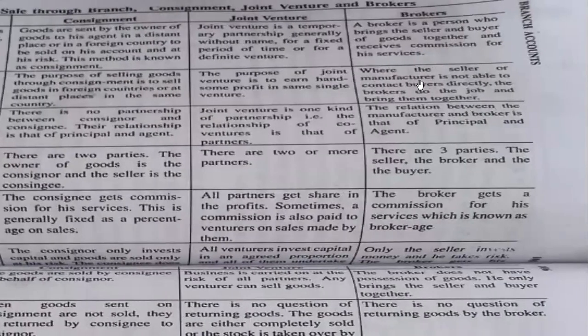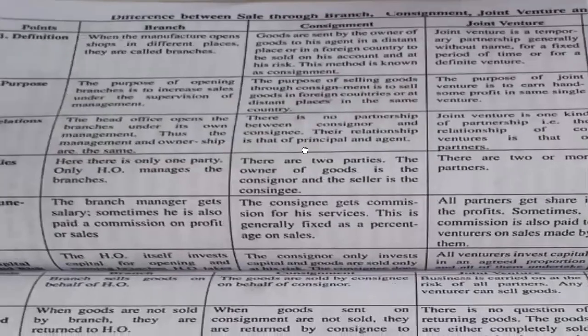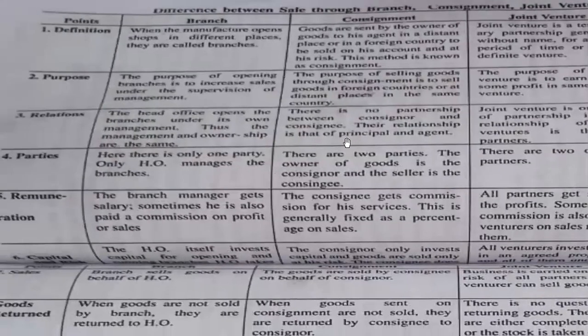Where the seller or manufacturer is not able to contact buyers directly, the brokers do the job and bring them together. If seller and buyer cannot contact each other separately, then the broker does the duty to be the link between the buyer and seller.